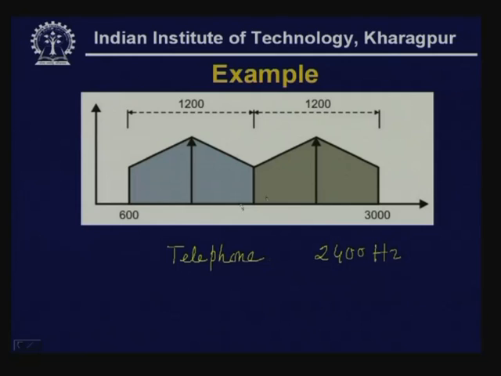Now, even this small bandwidth can be shared for data communication in two directions, as shown in this diagram. The first part, 600 to 1800, and then 1800 to 3000. So, 600 to 1800, this part is used for data communication in one direction, maybe from user A to B, and the other one can be used from user B to user A.